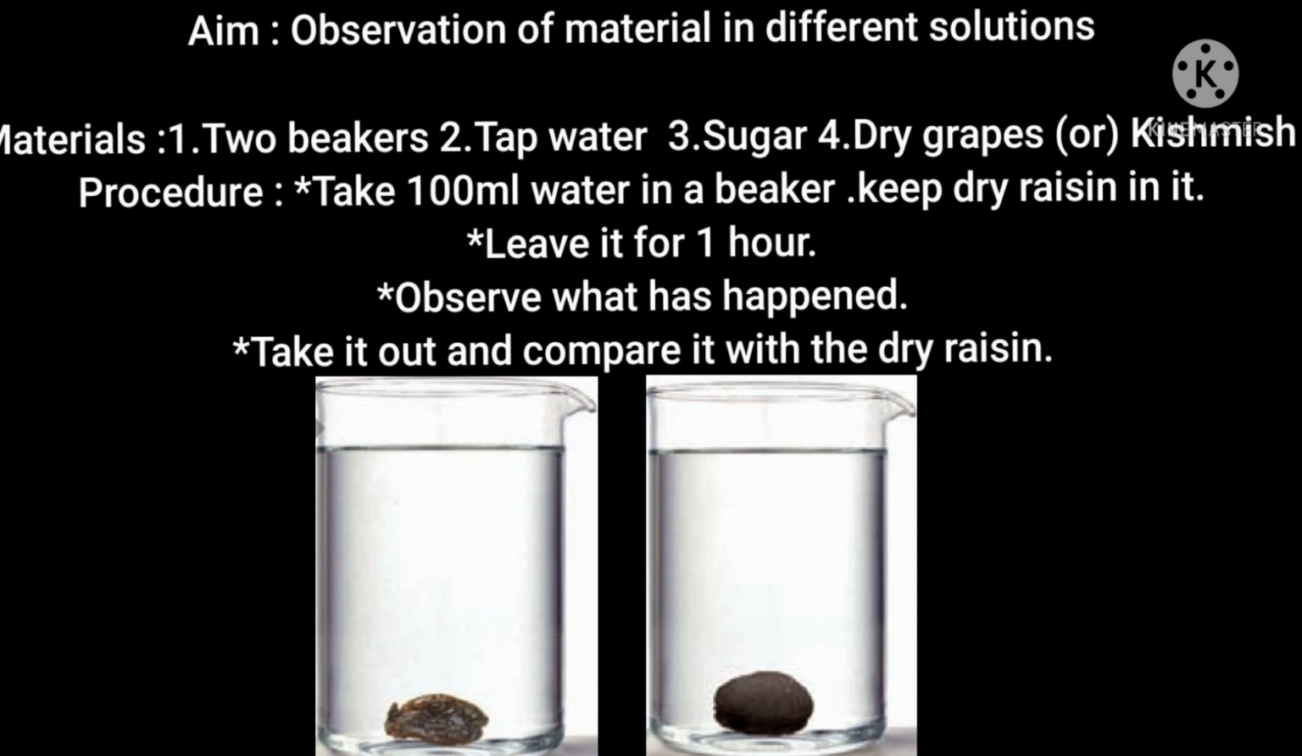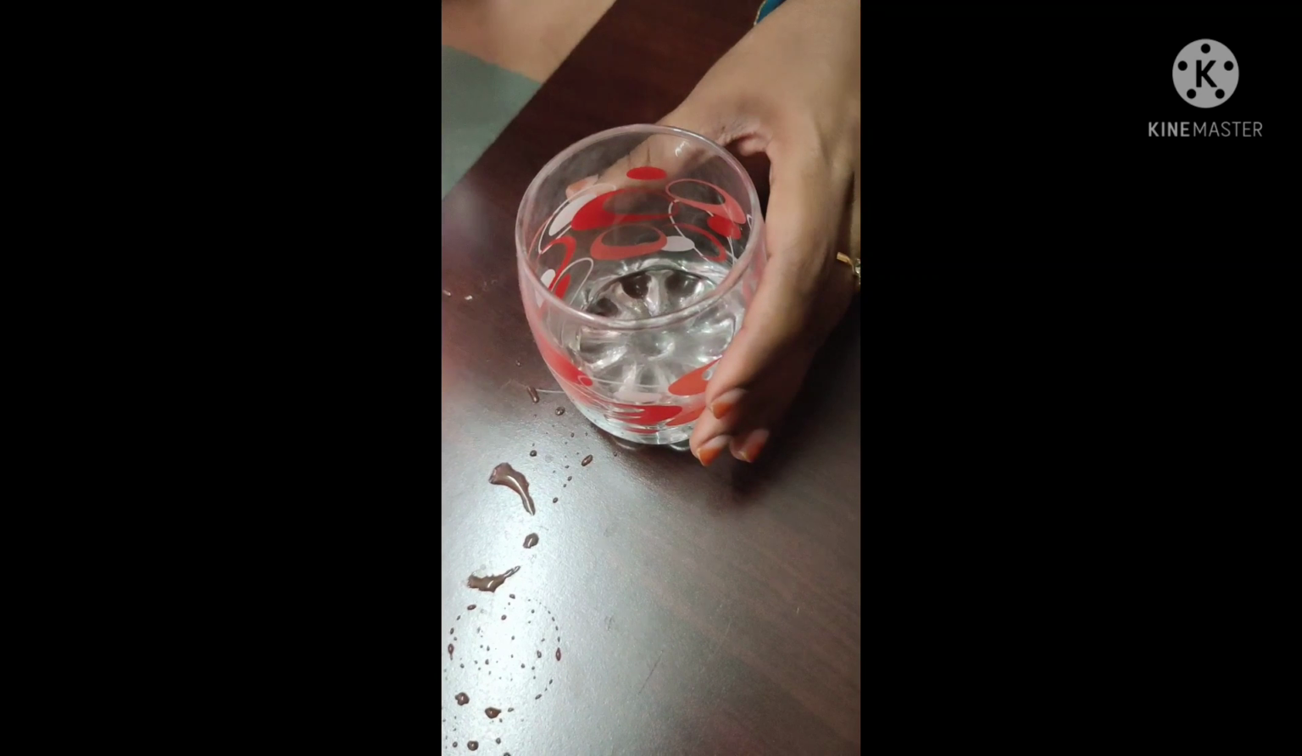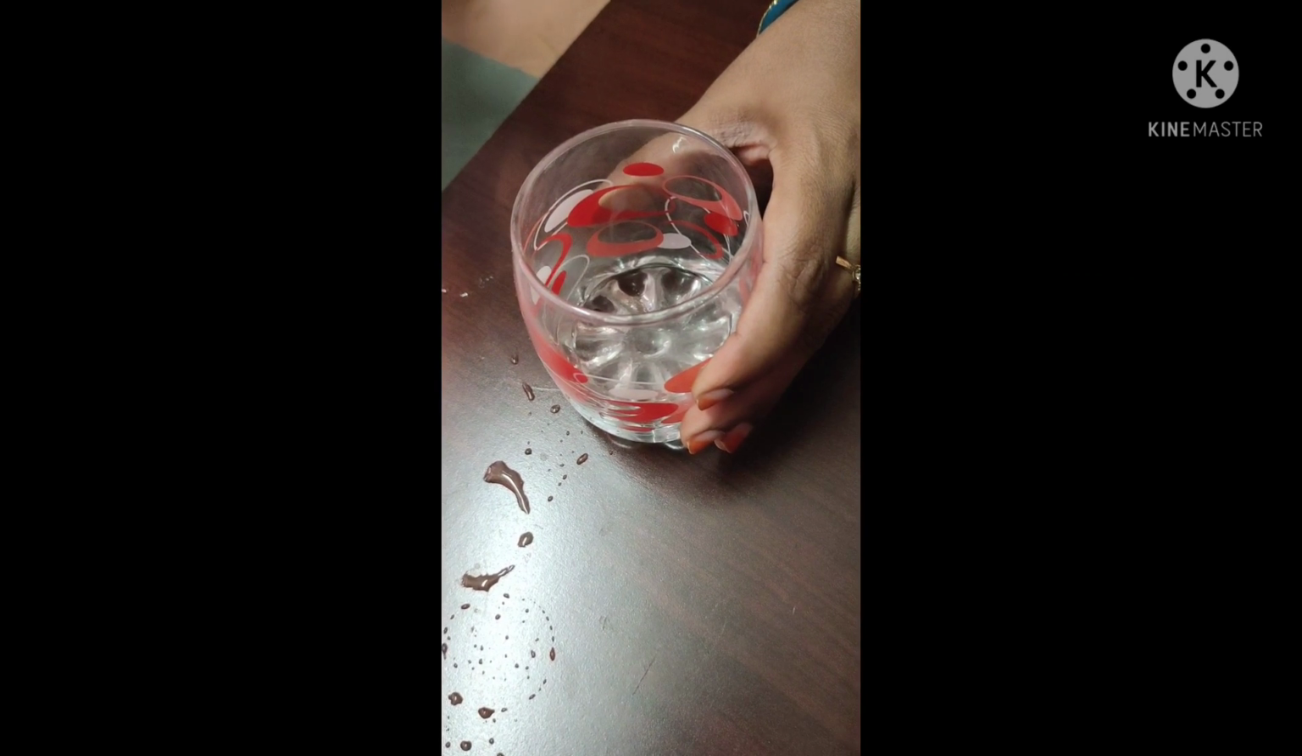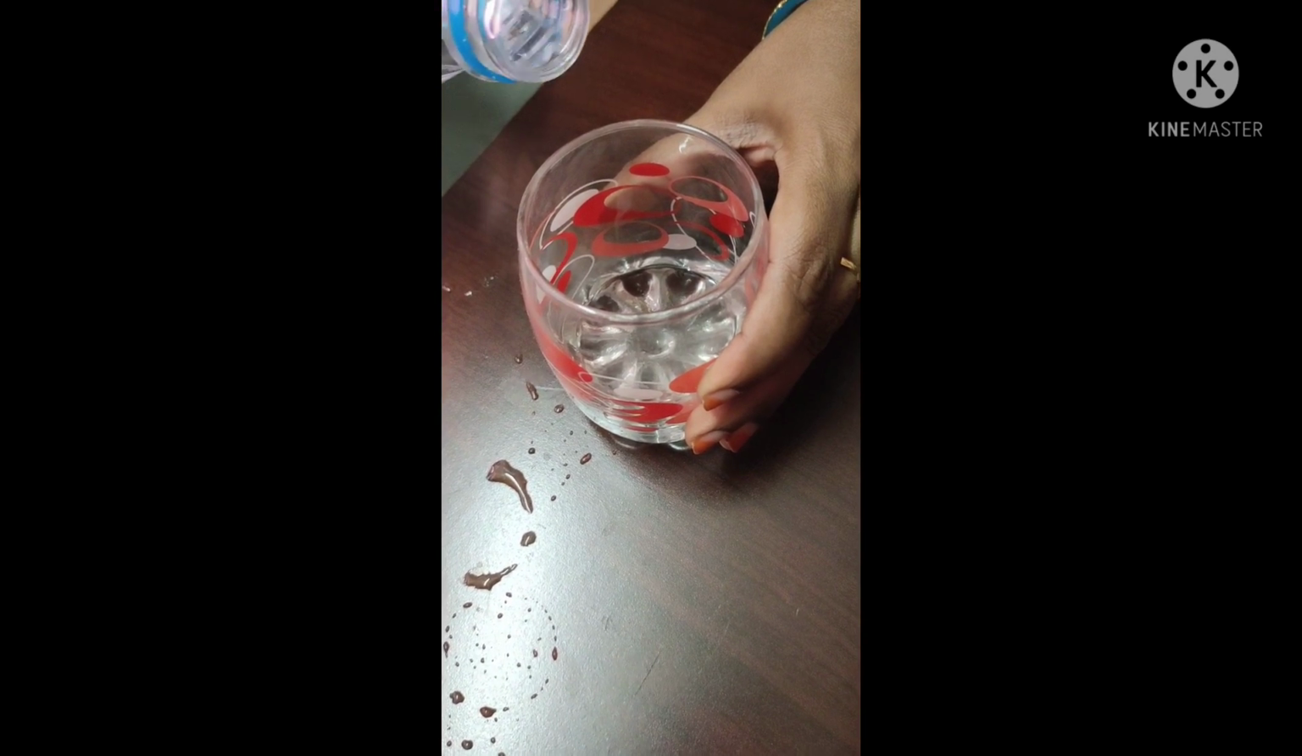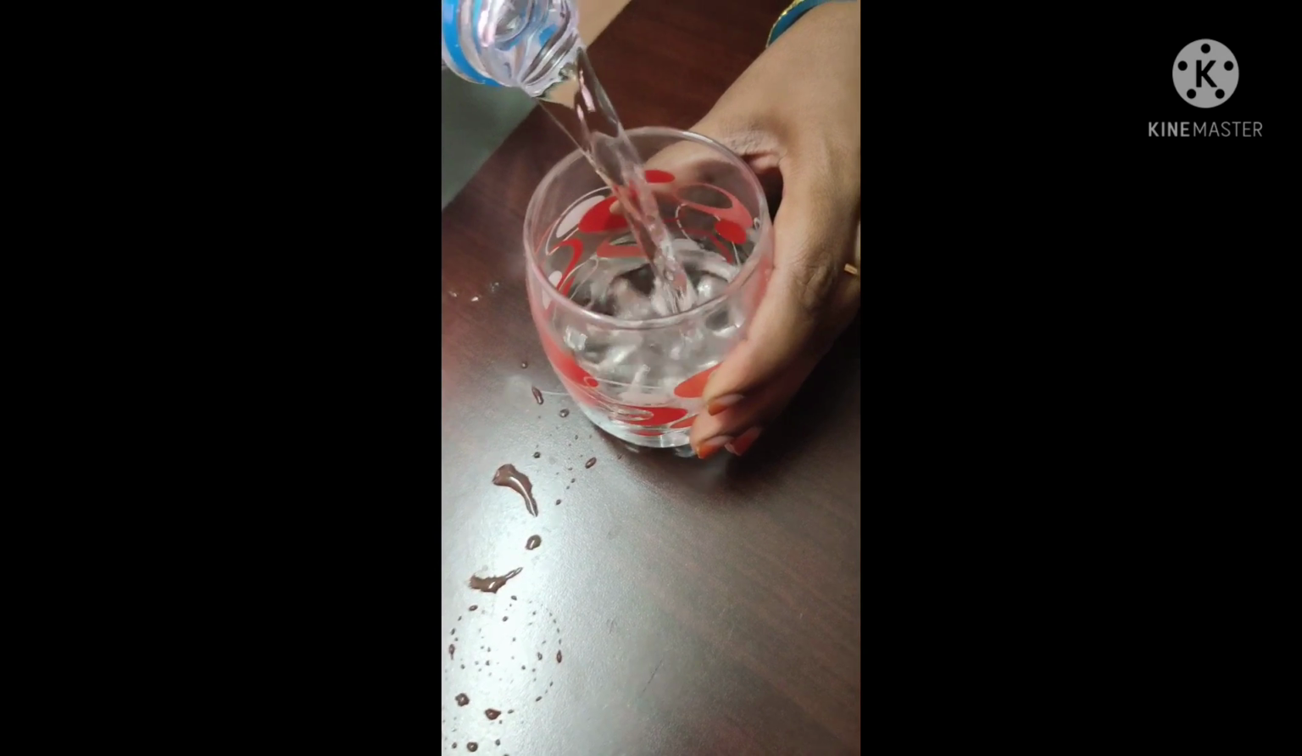Aim: observation of material in different solutions. First of all, we need some materials: 2 beakers, tap water, sugar, dry grapes. Procedure: take 100 ml of water in a beaker. Keep dry raisins in it. Leave it for 1 hour. Observe what happens in it.